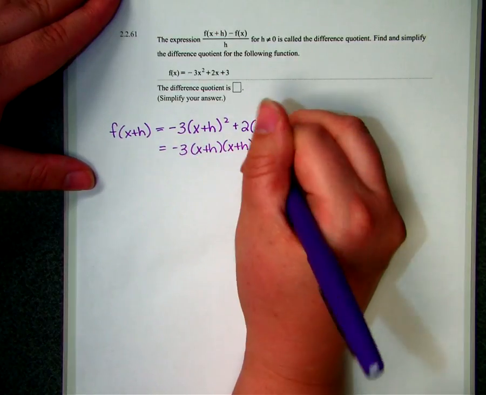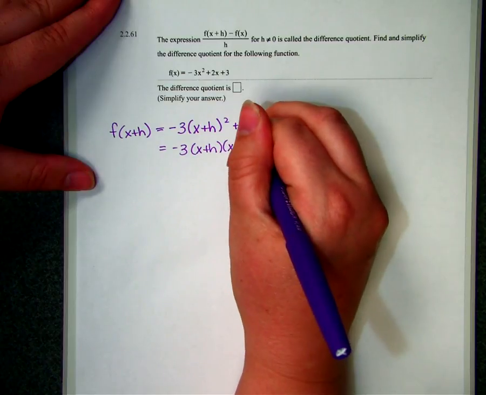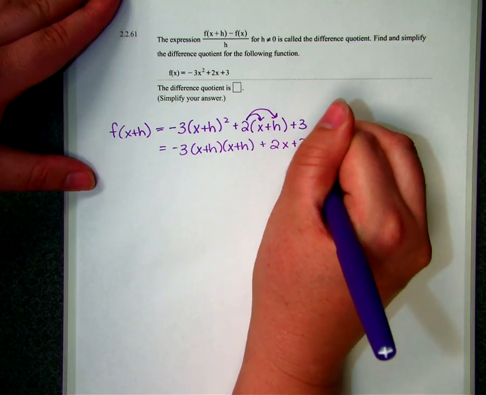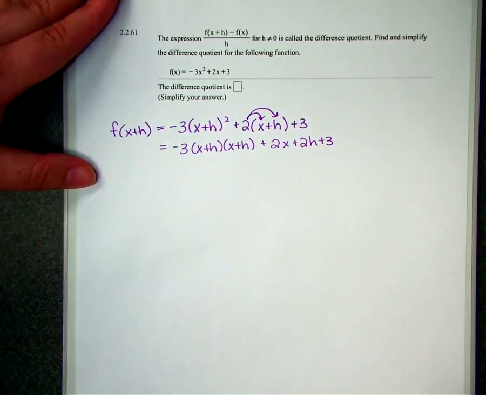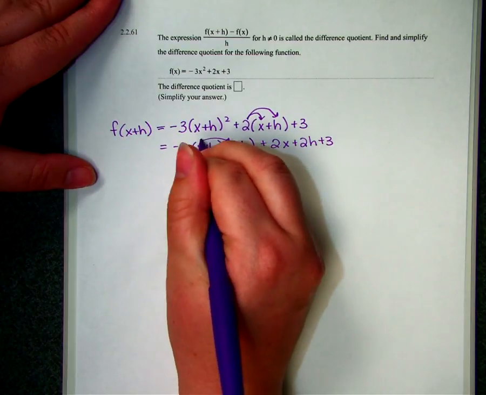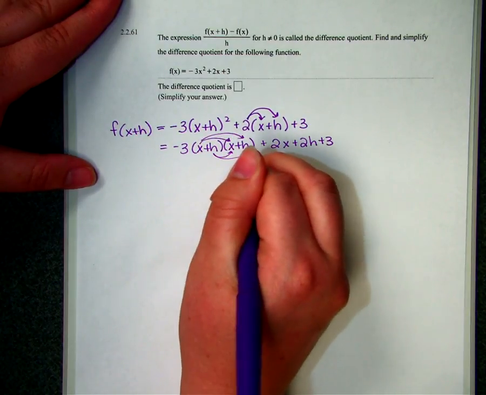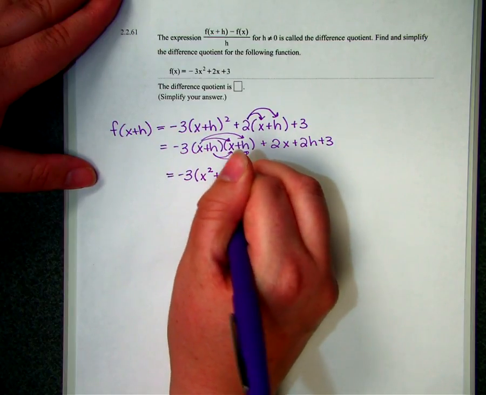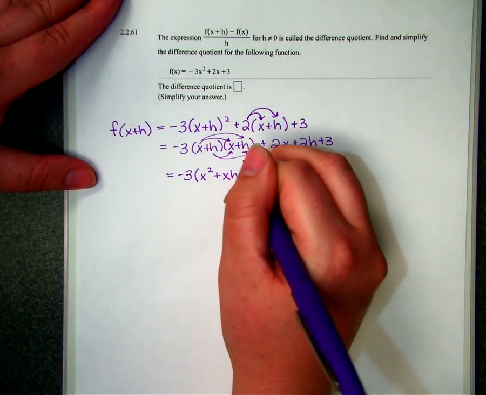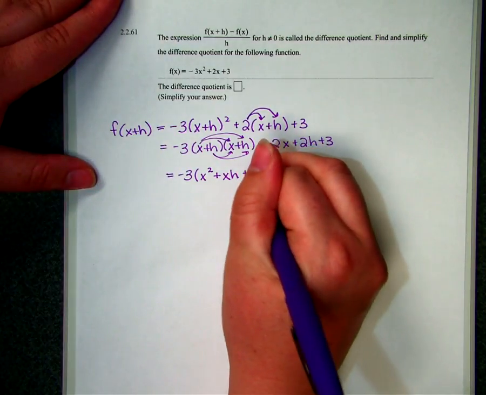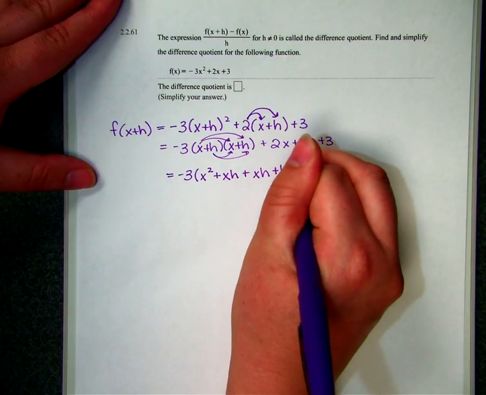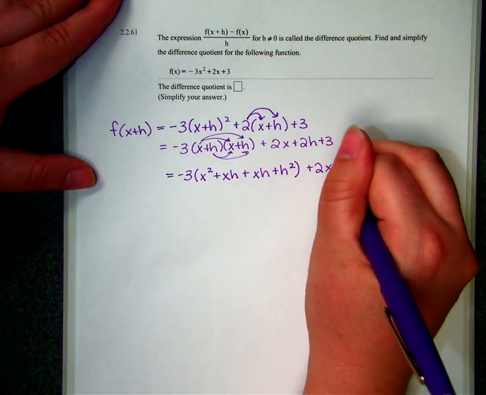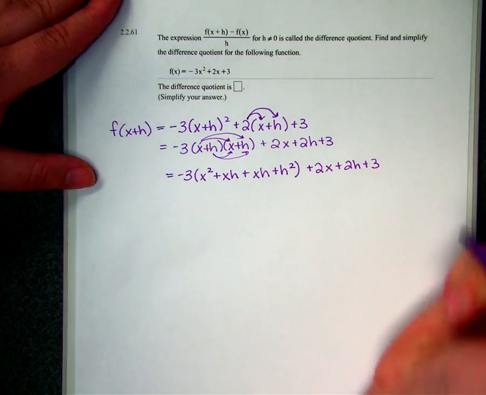So I'm going to do x plus h squared. I'm actually going to write that twice, so I'll remember I need to multiply it with itself. And distribute this too. Now I'm going to come back and multiply these two sets of parentheses. So I'll have negative 3 times x squared plus x times h plus h times x, which is the same thing as x times h, and h squared, and I got all of that from multiplying those two sets of parentheses, plus 2x plus 2h plus 3.